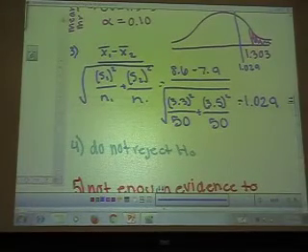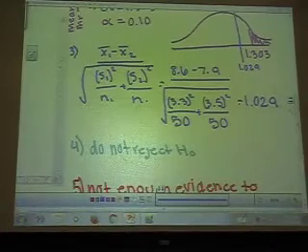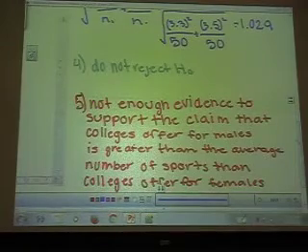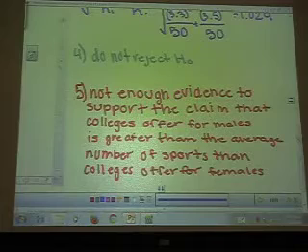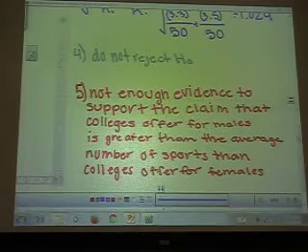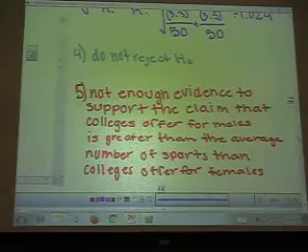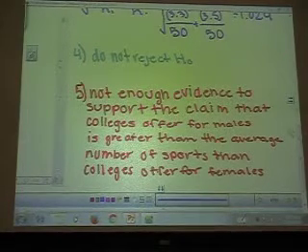That's your reason why. If you don't have it shaded and don't have these things clearly marked, then you will not get full points for part 4. And I'll say why on your exam. Great. Keep going. Not enough evidence to support the claim that the average number of sports colleges offer for males is greater than the average number of sports that colleges offer for females. Great. Perfect. Good.